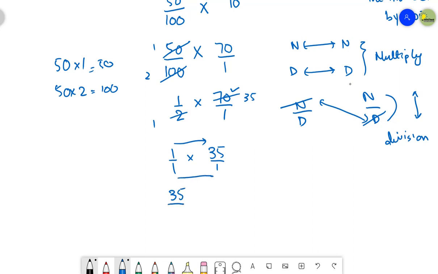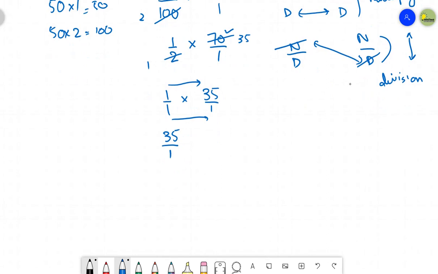Divided by 1 multiplied by 1 is 1. Now there is 1 in the denominator, so there is no need to write it. Just write down 35 and write a dollar symbol with it. Why? Because you are finding the percentage of $70, so the answer must be in dollars. The numeric value is 35, but your answer must be in the same unit, $35.